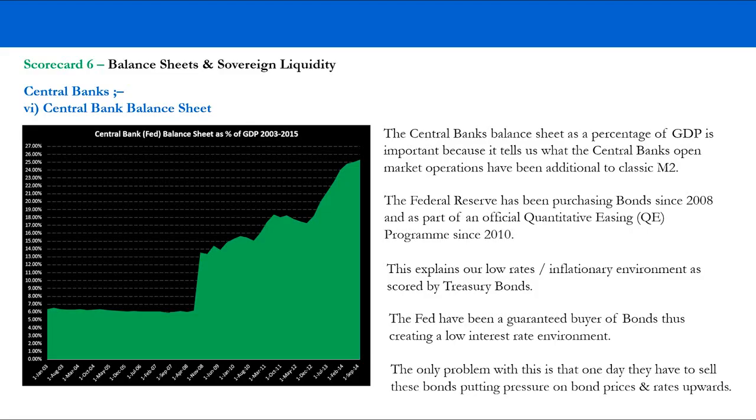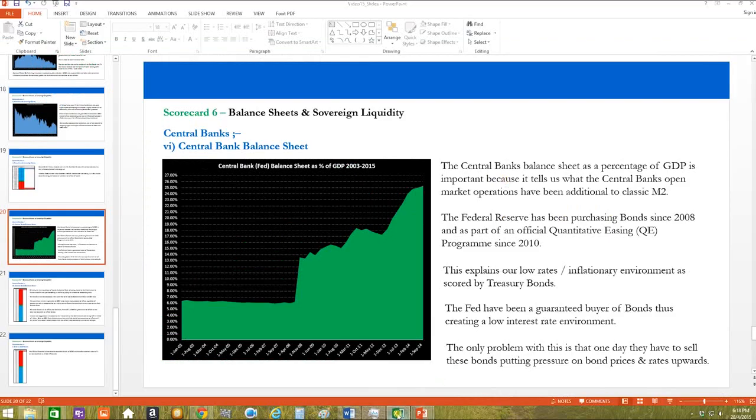Because the Fed, through open market operations, has been a guaranteed buyer of bonds, thus creating a low interest rate environment. And you can see here, since 2008, the Fed's balance sheet has increased rapidly as a percentage of GDP, from around 6% of GDP to around 25% of GDP, which is a huge increase. The only problem with this is that one day they have to sell these bonds, putting pressure on bond prices and rates upwards. Let's go over to the spreadsheet and have a look at what we mean.